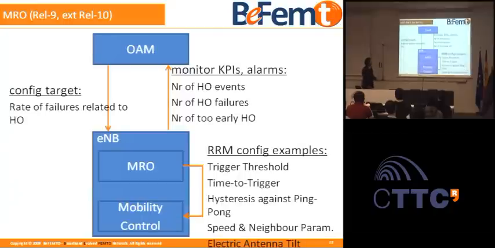So this is essentially what happens. You have a certain target coming from your management system. Okay, it says you should not have a handover failure more than 1%, 10%, whatever you want to set.